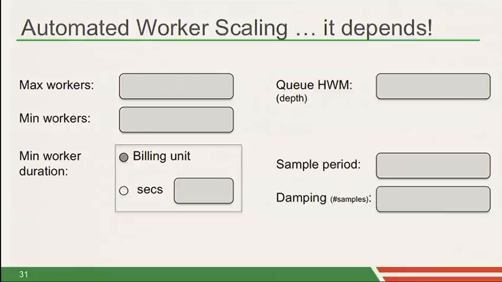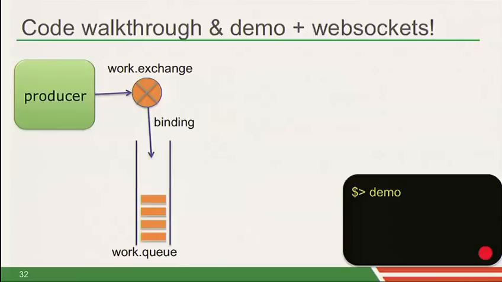Sample period, how often am I going to monitor the system and take potential values? We better have some kind of damping, how many consecutive samples have to be above my watermarks before I take action? And based on your particular app and your particular workload, these are some of the factors that might be involved in automating your worker processes.